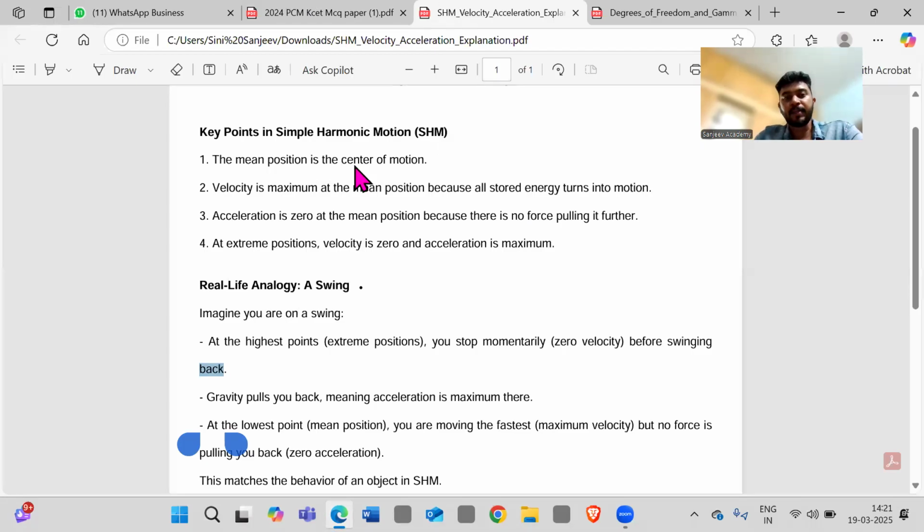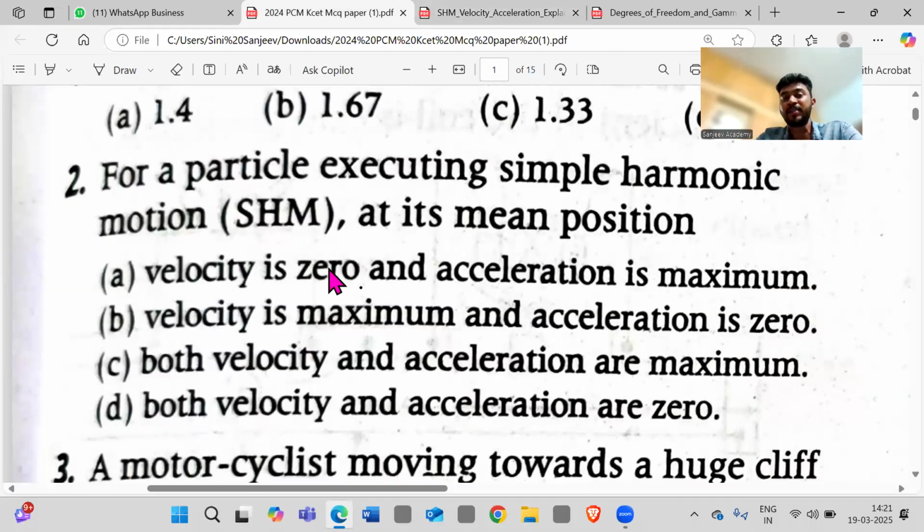Coming to this, we can see that velocity is 0 and acceleration is maximum in one option, and velocity is maximum and acceleration is 0 in another. When the pendulum is coming to the mean, the velocity is maximum actually. So I can eliminate what? Option A and option D. Let me eliminate option A and option D.